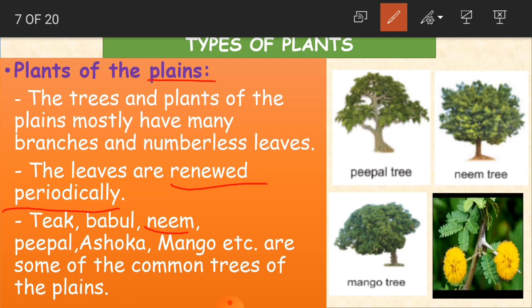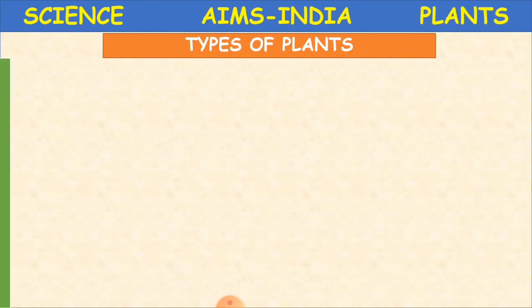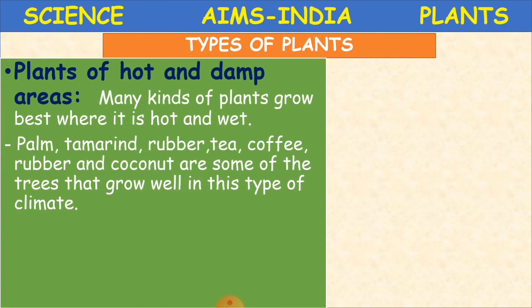Clear, children? So what are the type of plants which grow on plains? These are trees which have so many branches and numberless leaves. They are renewed, growing according to the seasons. Neem, mango, peepal and ashoka are some of the trees which grow on plains. Clear? Okay. Now another type of trees. These are plants of hot and damp areas.